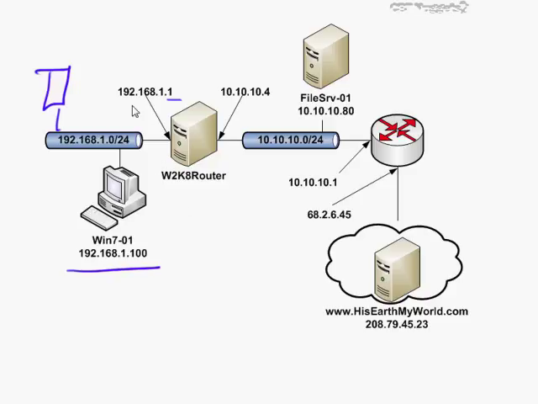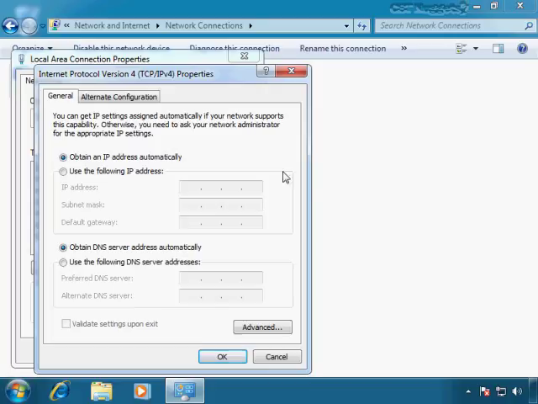So for that, I need to know what my default gateway IP address is. And then when we actually do the configuration for this, it'll look something like this. So if we use the same scenario there in our addressing, then this host would be 192.168.1.100.